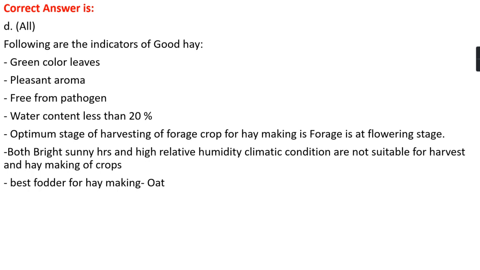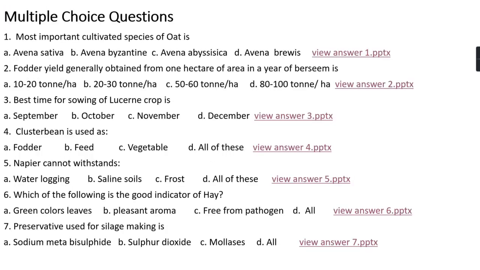The optimum stage of harvesting of forage crops for haymaking is when the forage is at flowering stage. Both bright sunny hours and high relative humidity climatic conditions are not suitable for harvest and haymaking of crops. The best fodder for haymaking is oat.